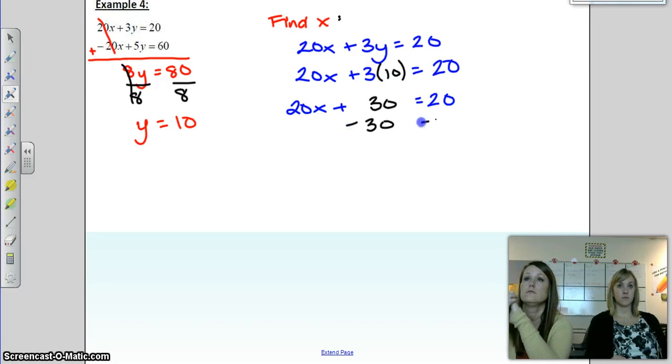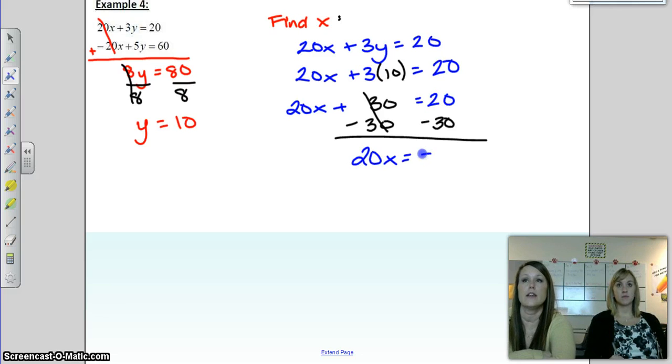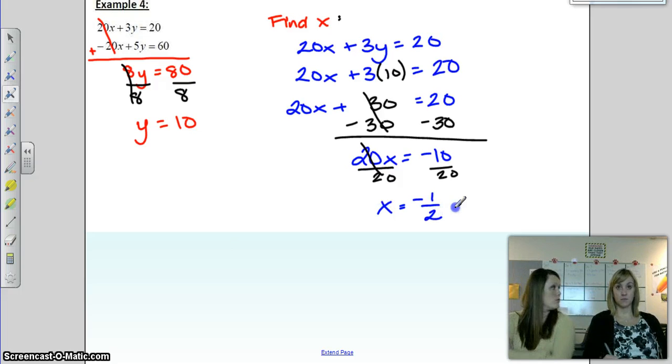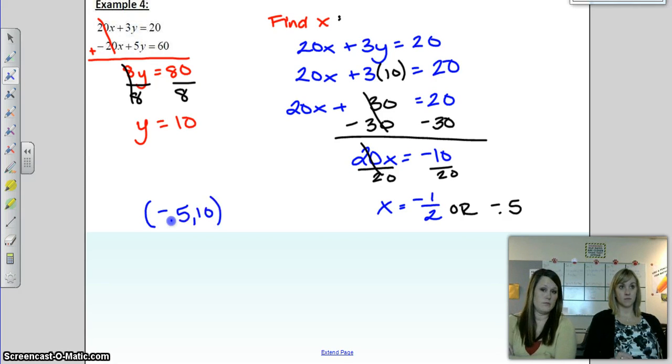Subtract 30. Oh, you think it's okay if we have a negative? Yeah, I think it's totally fine. Okay. 20x equals negative 10. Divide by 20. And you get negative 1/2, or you could put it as a decimal, negative 0.5. So my answer is negative 0.5, 10. The end. There you go.